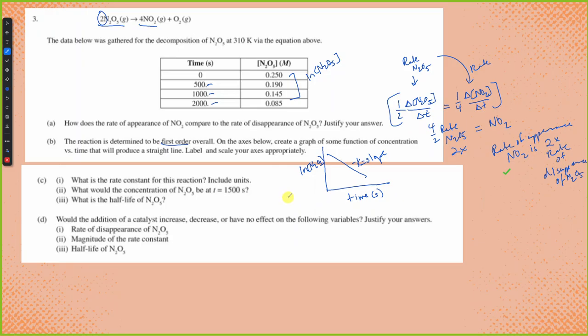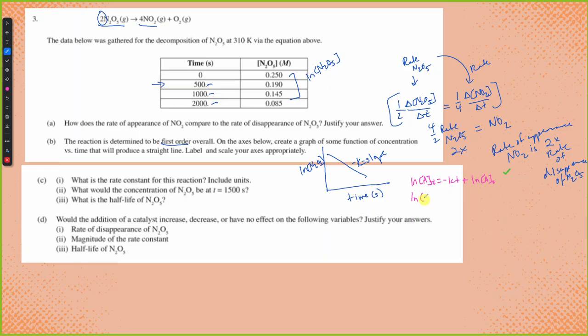What is the rate constant for this reaction? Include the units. Well, since it's first order, we can just use any line, doesn't matter, and all we need to do is use the first order equation, which is what? ln concentration at time t equals -kt plus the ln of the initial concentration.